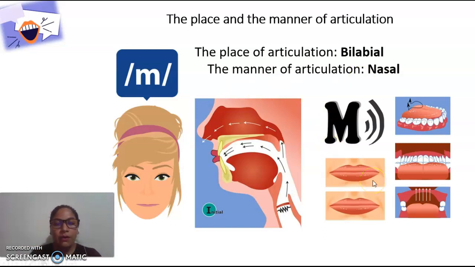When we make this sound, if you close the nose, you don't produce this sound. Okay? These sounds, you can see this picture, are better explained.